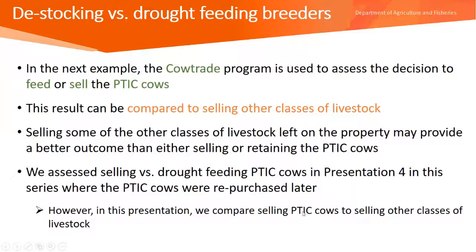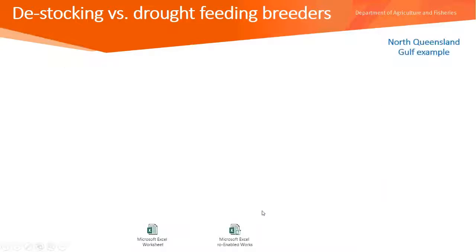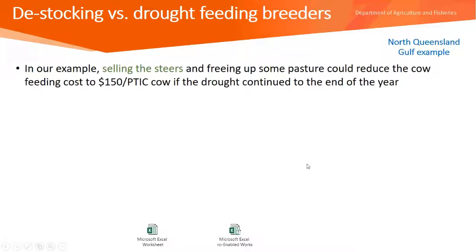So we compare selling PDIC cows to selling other classes of livestock. In this example, we sell the steers and we free up some country that they would run on. This is not the older steers, this is the second line of steers, and we're going to free up some of their country, and the cows are going to run on that, and in doing that we reduce the feeding cost of these PDIC cows down to $150 per head. Remember, it was quite expensive in the previous example.